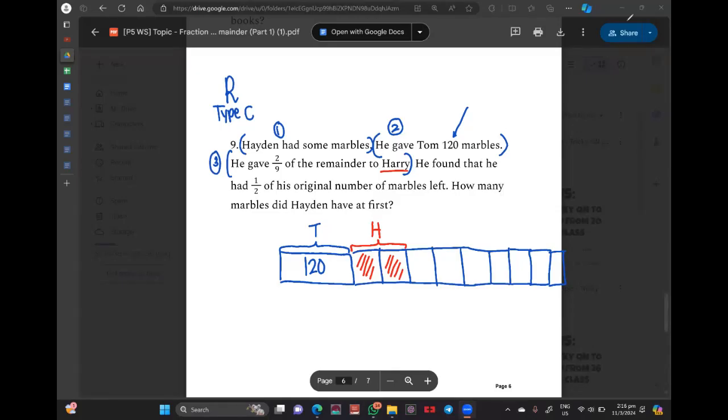So once I'm done with drawing all of these things, right? Okay, I can read the next sentence. Agree so far? Can you read for me? He found that he had half of his original number of marbles left. Now, whenever you see a type C question, it always is phrased in this manner. Where do you think is the half? Where do you think is the left? Can you point to me? Left. From where to where? You point to me? Very good.